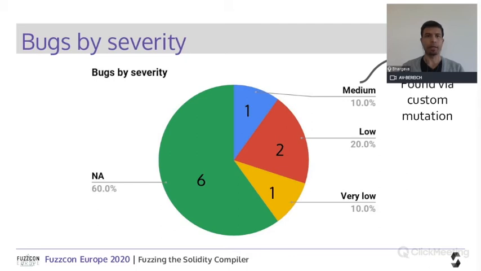If you look at bugs by severity, 6 of them cannot be classified because they were in a feature that was not enabled by default. So it would have been very hard or almost not possible for the user to be affected by that. Having said that, we did find a couple of low severity issues and a medium severity issue that was found by custom mutations.